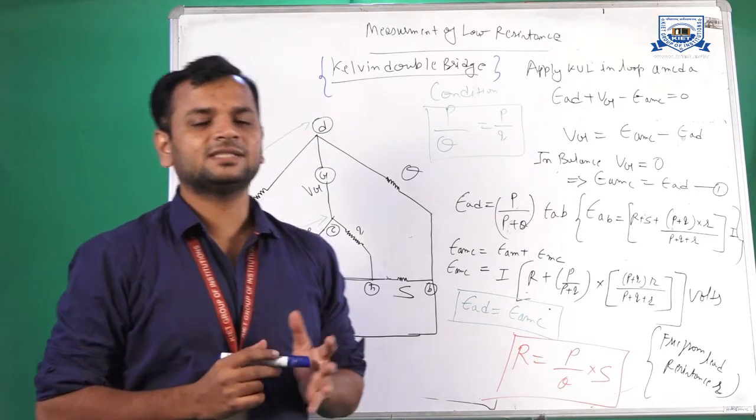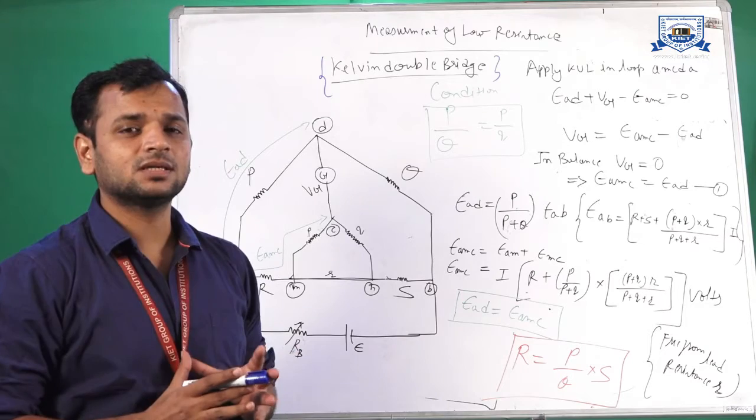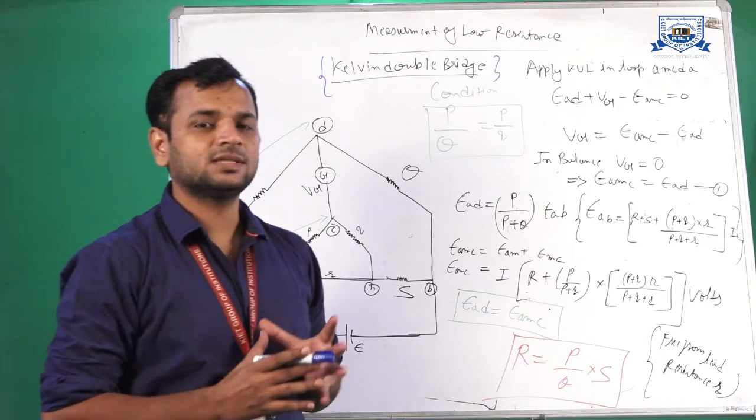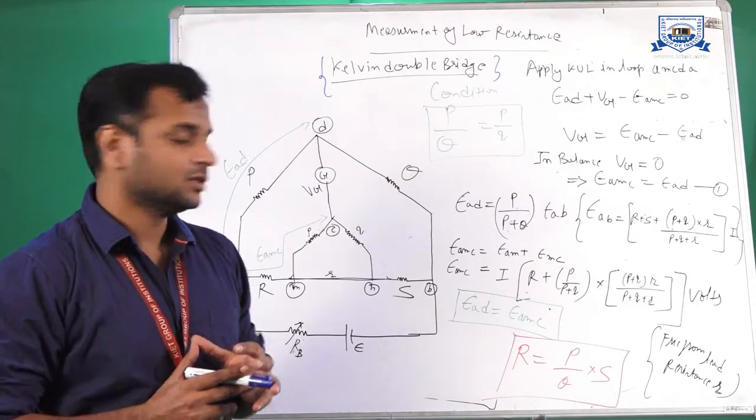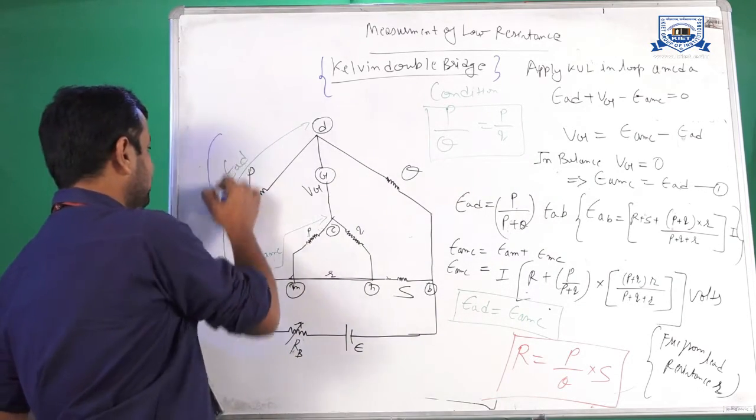Hello everyone, in this lecture we are going to see how we can measure the value of low resistance, that is below 1 ohm, with the help of Kelvin double bridge. Okay, so this is the circuit diagram for the Kelvin double bridge.